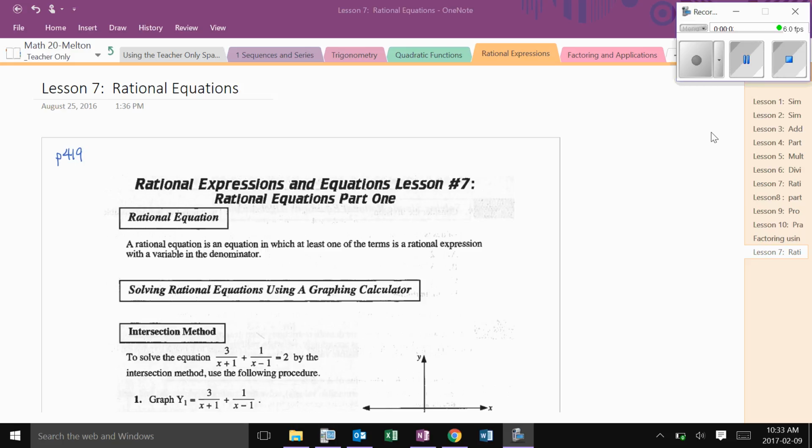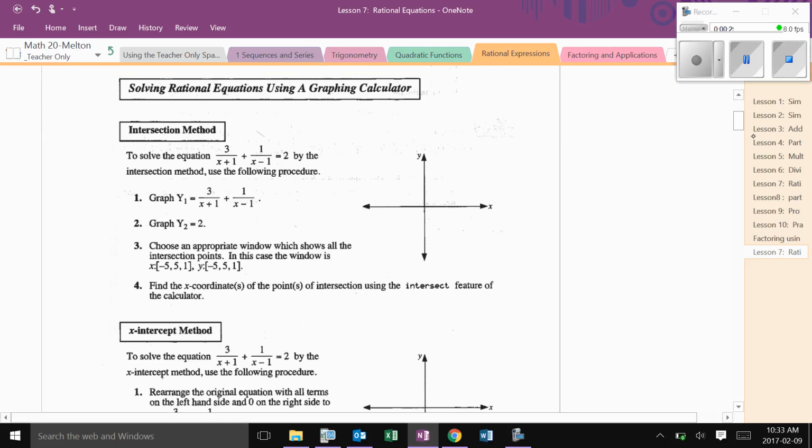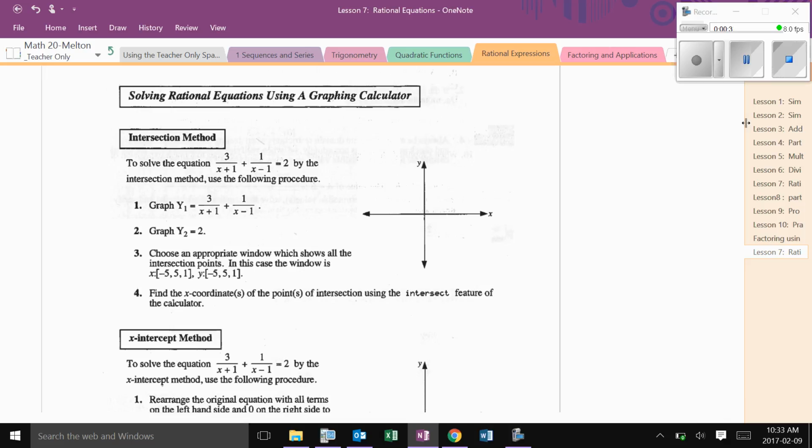So we're on page 419 in your workbook, and we're going to look at lesson 7, solving rational equations. So first thing that I'd like to go through with you is how we can use our graphing calculators to solve. So this is convenient when you don't need an algebraic solution, or if you're simply looking to check your work. And as well, if you don't need an exact result, that's something else that you can consider too. So solving rational equations using your graphing calculator.